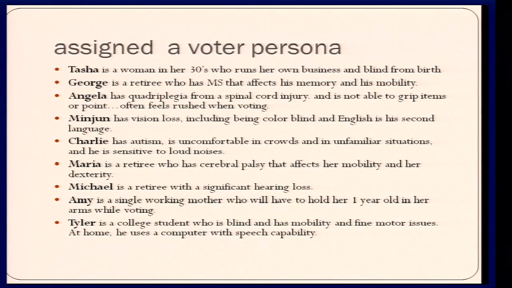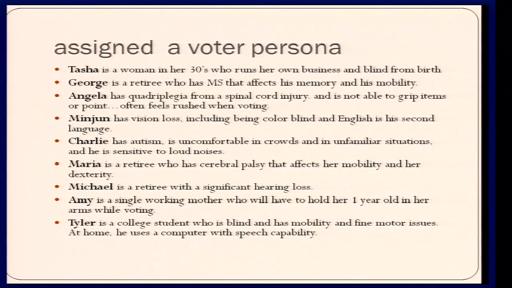Minjun has vision loss, including color blindness, so color-coded interfaces don't work for him at all. We have an example of someone, Charlie, with autism, Maria with cerebral palsy. Michael is a retiree with significant hearing loss. So when he goes in to vote and he's talking to the poll workers, often there's a disconnect and misunderstanding.